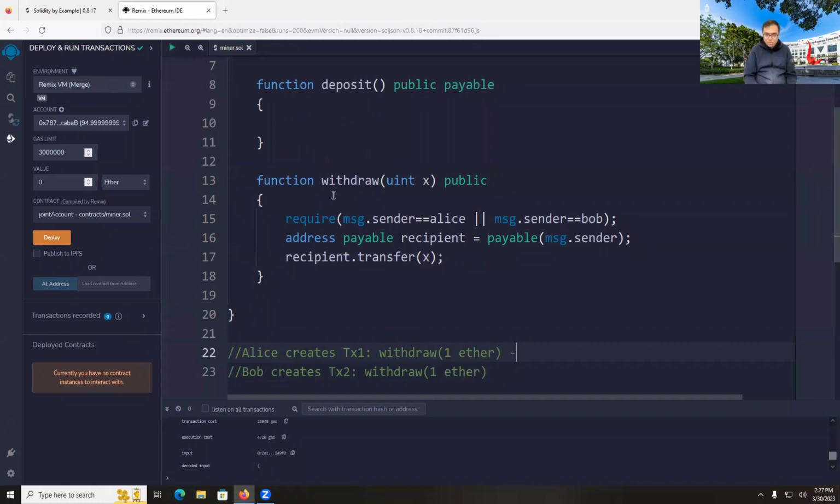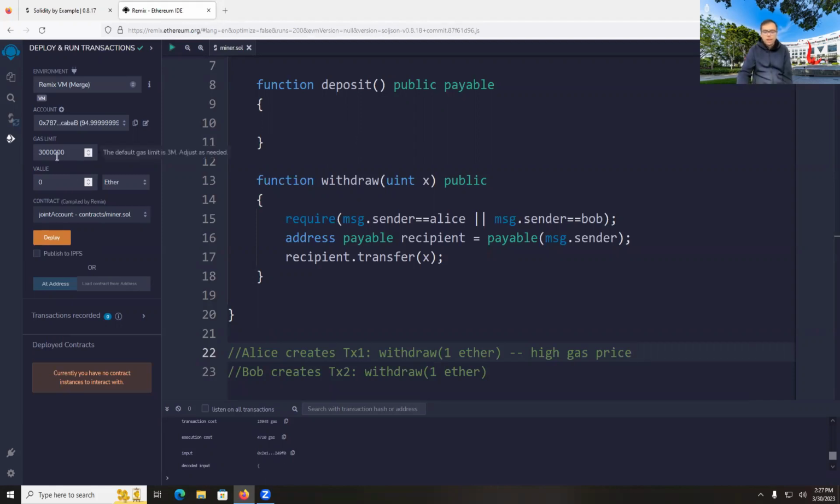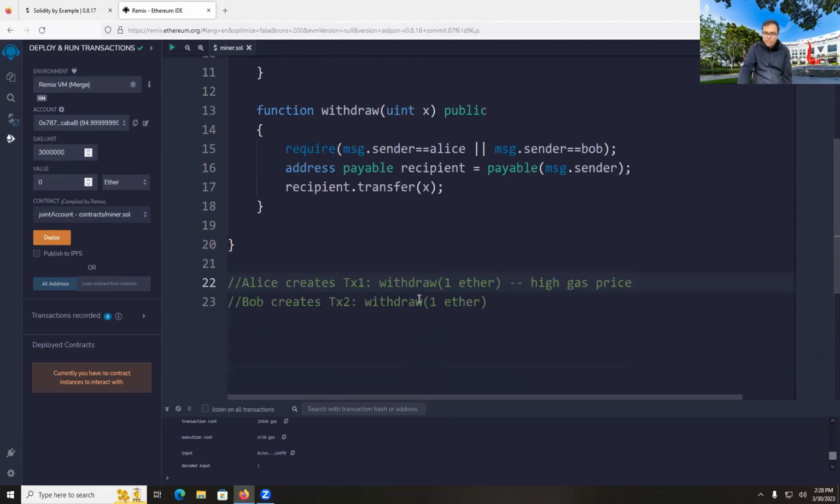But what Alice can do here is that she can include a very high gas price. So we said whenever you create a transaction, you can decide your gas limits, you can decide how many units of gas you're willing to pay, and you can also decide on the gas price. You can say how much you're willing to pay per unit of gas. So one way to incentivize the miners to put your transaction first is to just give them a higher gas price.